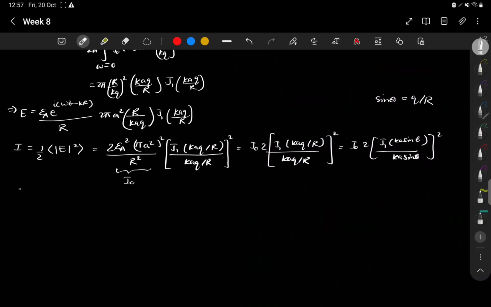Now we also know from properties of Bessel function that J1(u) is 0 when u is 3.83. This is for the first 0. So the first 0 for Bessel function of the first kind of first order occurs at the location 3.83.